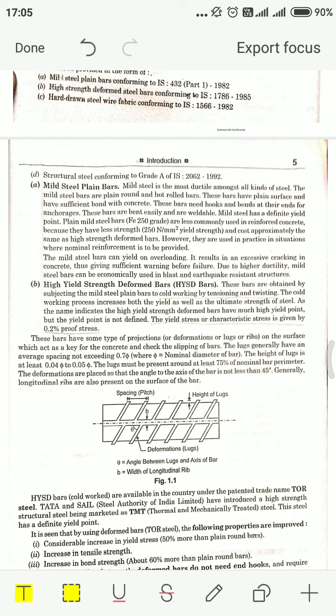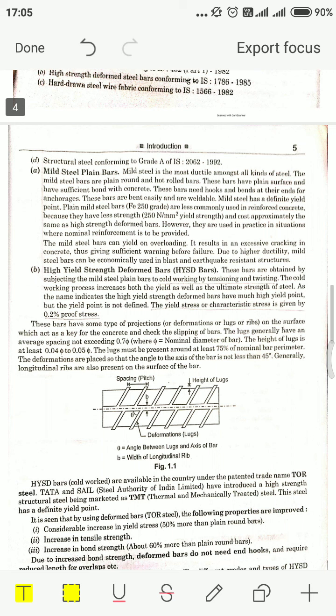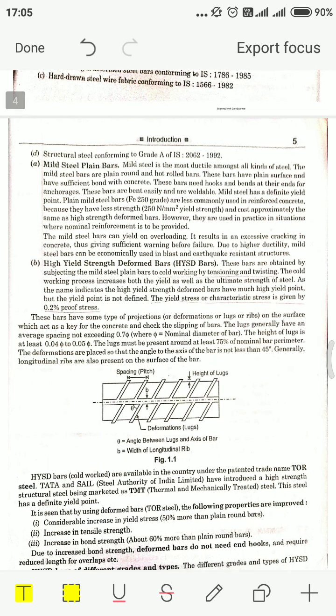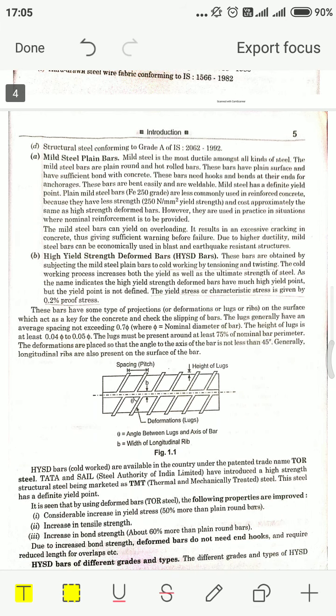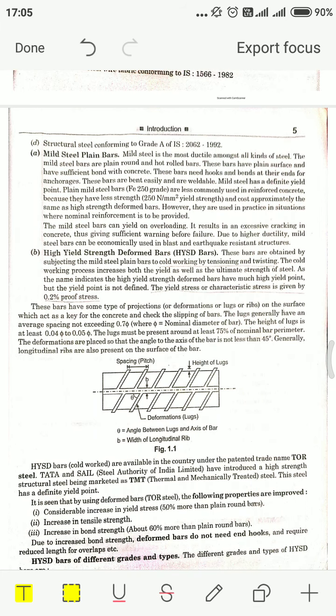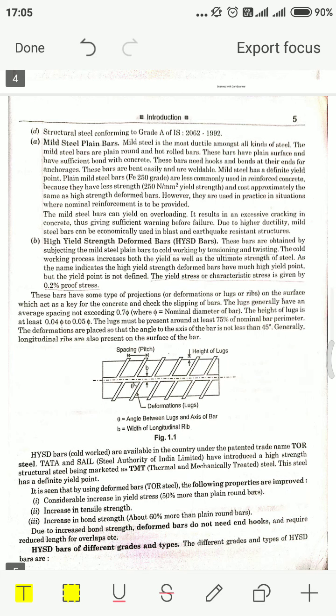These bars need hooks and bends at their ends for anchorage. These bars are bent easily and are weldable. Mild steel has a definite yielding point. Plain mild steel bars, also known as Fe250 grade, are less commonly used for reinforced concrete because they have less strength, also called yield strength. The cost is approximately the same as high strength deformed bars, also known as HYSD bars.